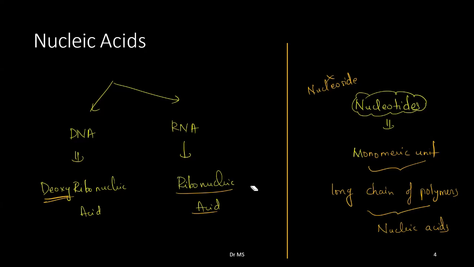We'll see the structure. This nucleic acid is made up of a single unit. That single unit is called the nucleotide. It is a monomeric unit, which forms a long chain of polymers.